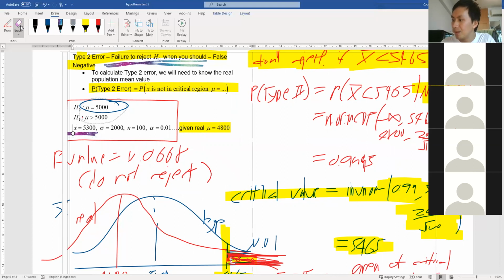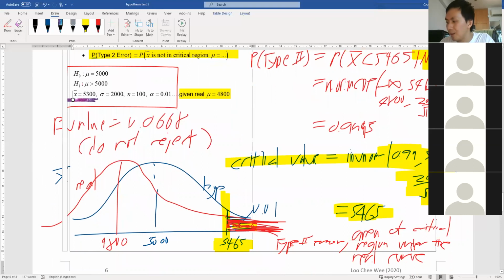Okay, Matthew, has our teacher taught type 2 error also already? You just started teaching yesterday, so no. Oh, okay. Not really touched on that.